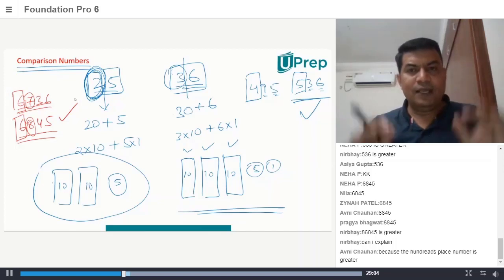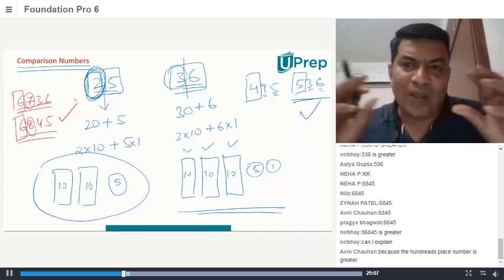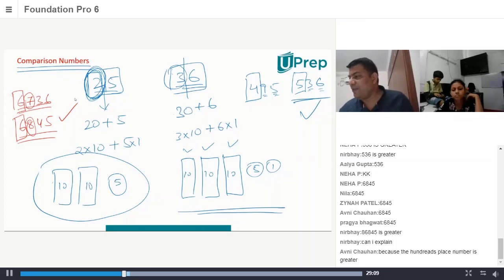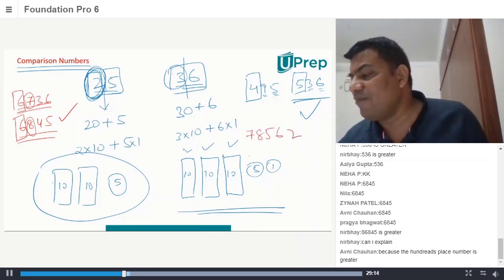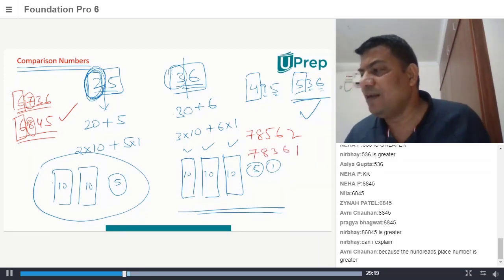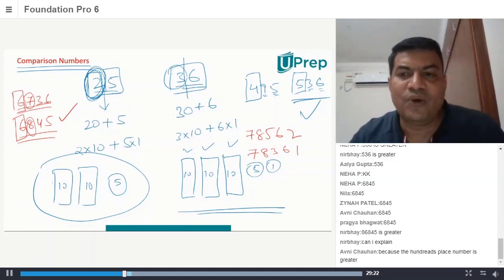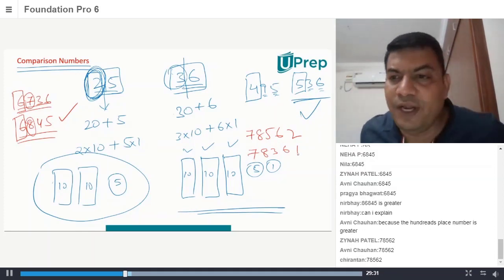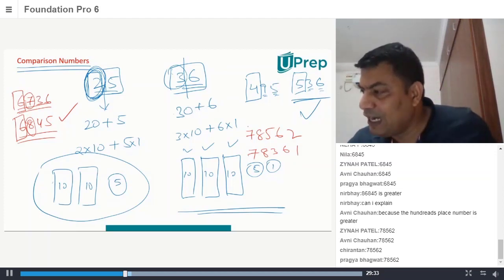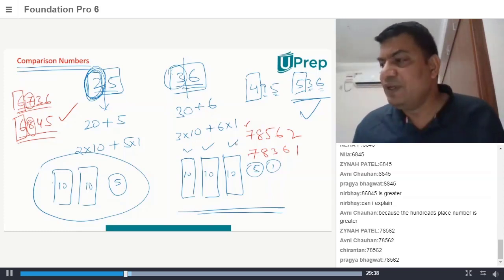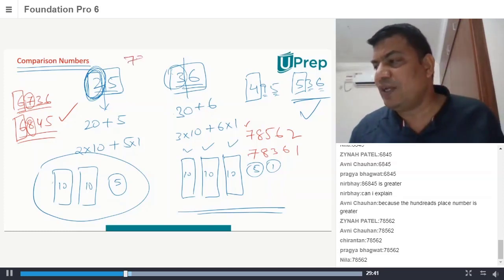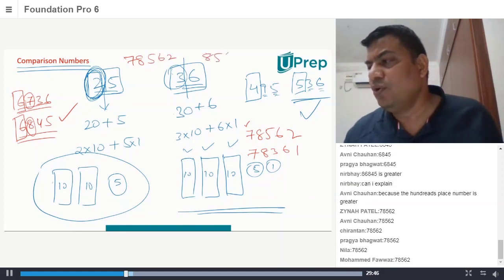Whenever you have similar digits, say for example 7, 8, 5, 6, 2 and 7, 8, 3, 6, 1, which is greater? What we do is look at the left number. We always come from the left if they are similar numbers. So if we have 78,562 and we have only 8,562.